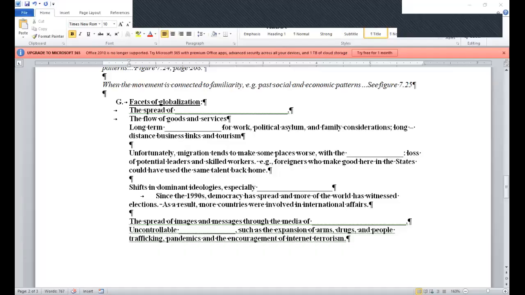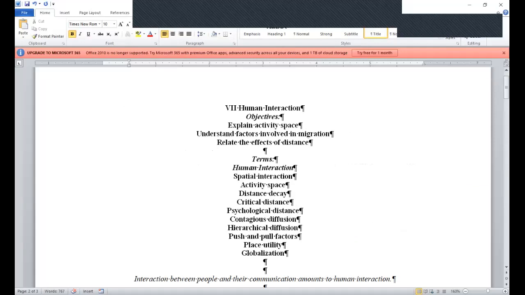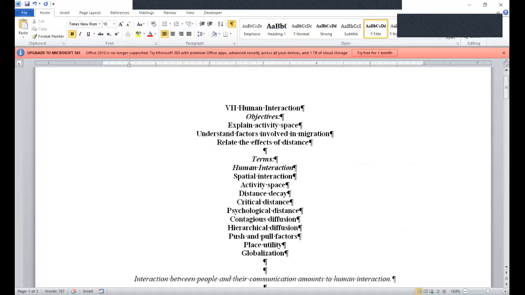At any rate, activity space. We're going to delve into that as well as several other things in this chapter. Let's start looking at those things now as I get the lecture model up. Human interaction. In this chapter, we're going to explain activity space. We want to understand factors involved in migration and relate the effects of distance.